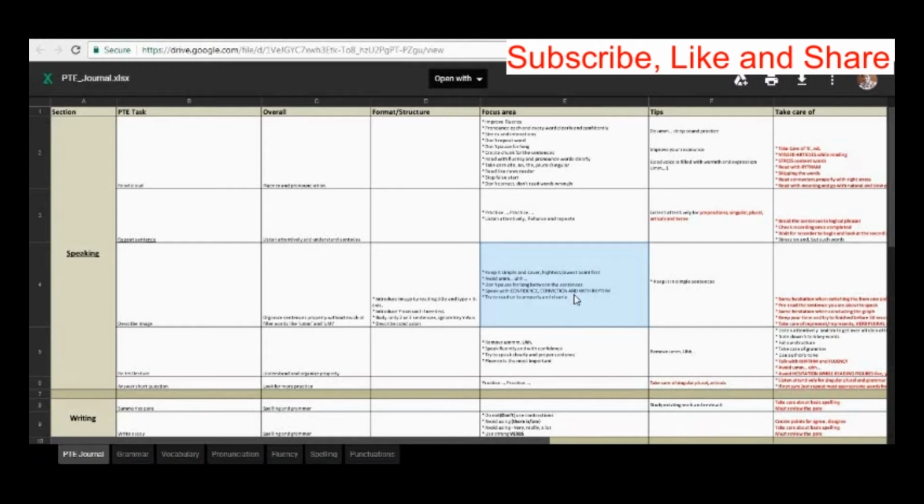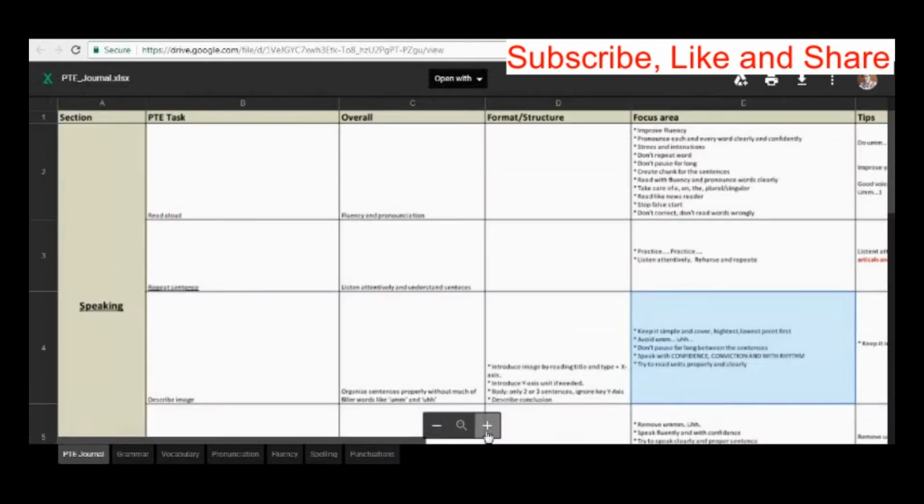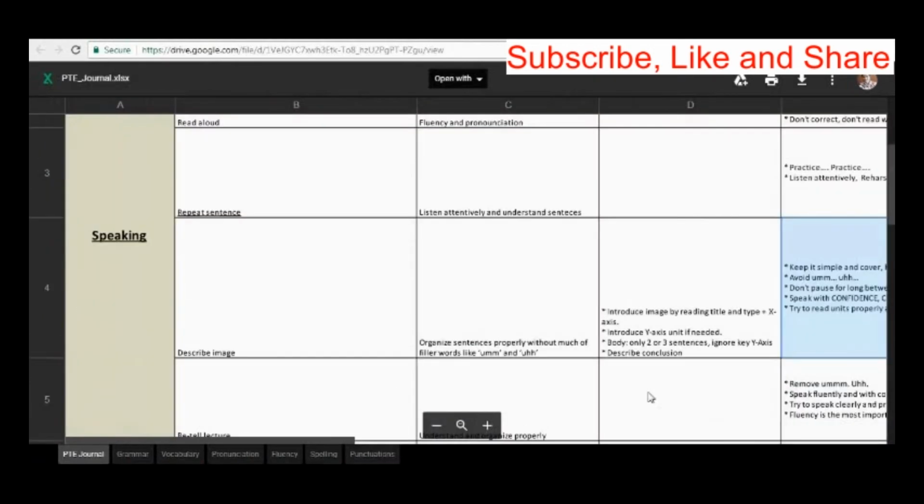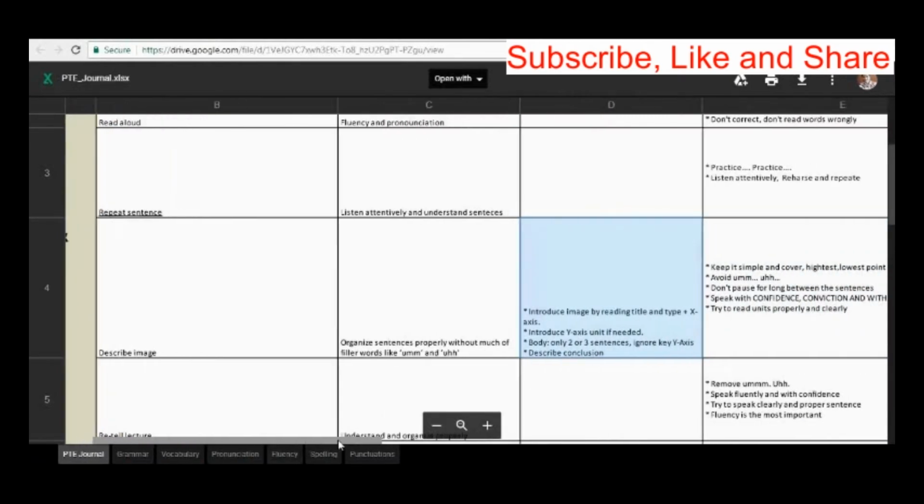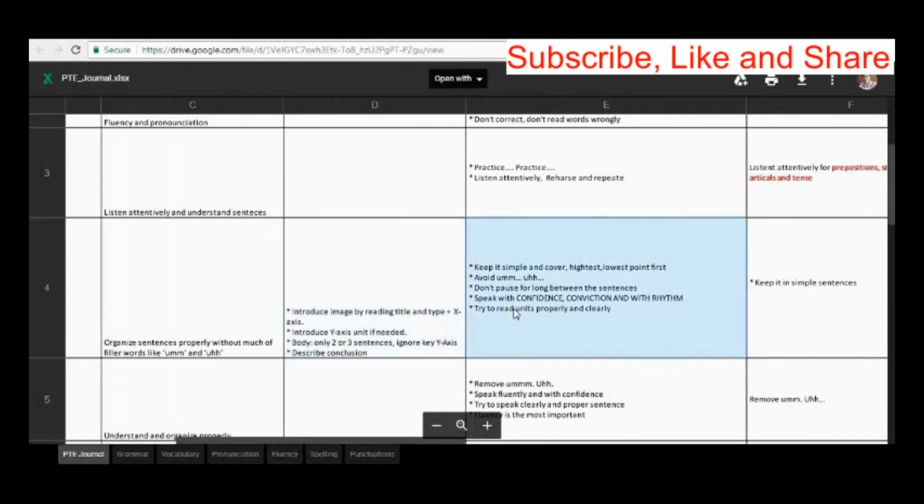Suppose in describe image, you are making it too complex while you are speaking, or you are going into much more nitty-gritty detail. So you need to write it down: keep it simple, make highest, lowest, and a couple of points. You are also saying many ums and ahs while you speak, so you need to write that down.